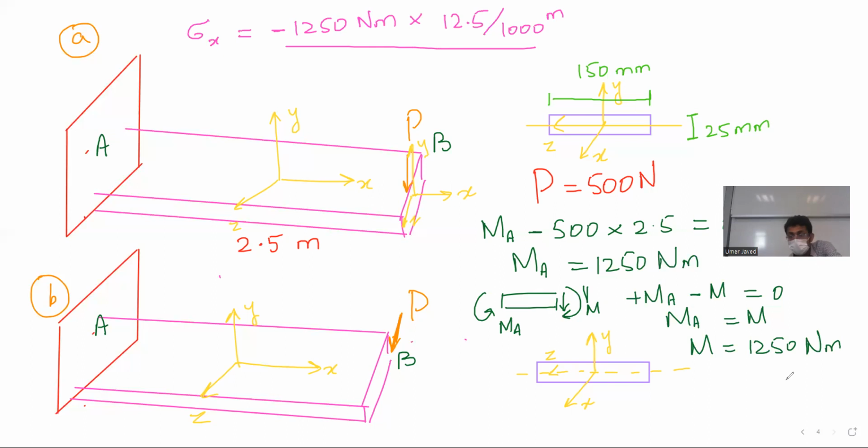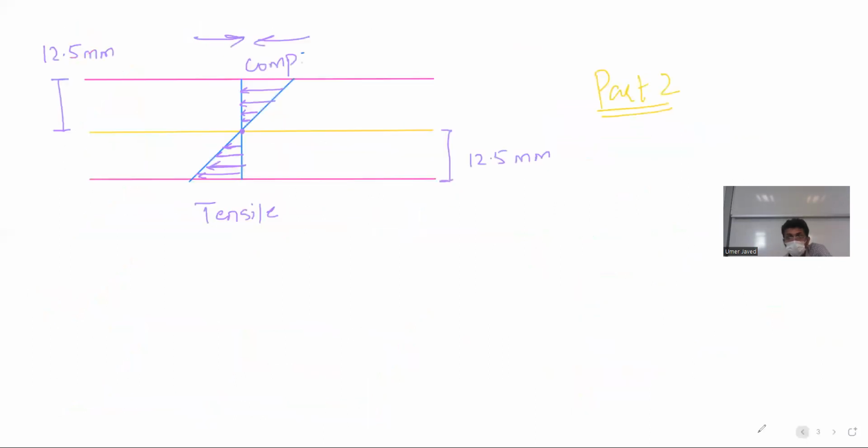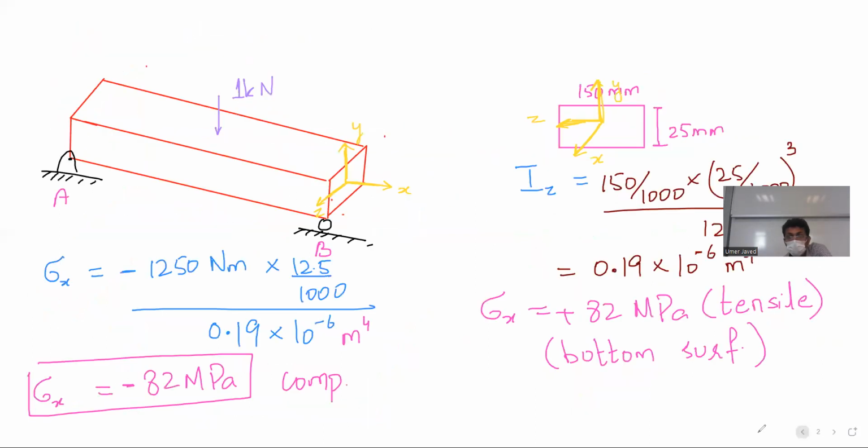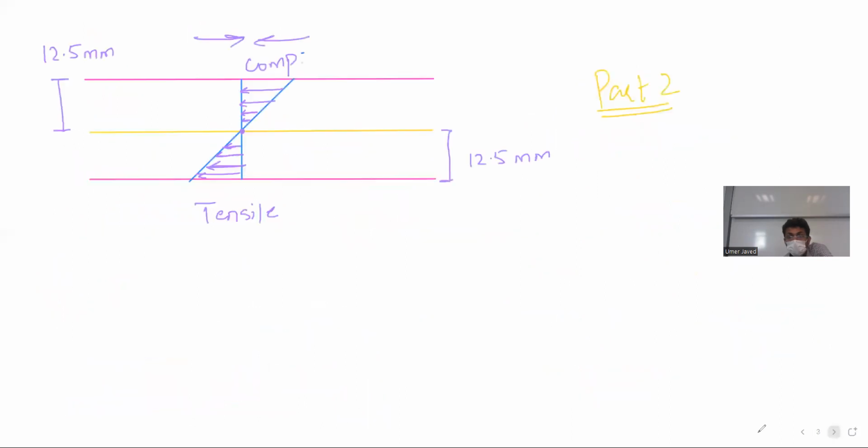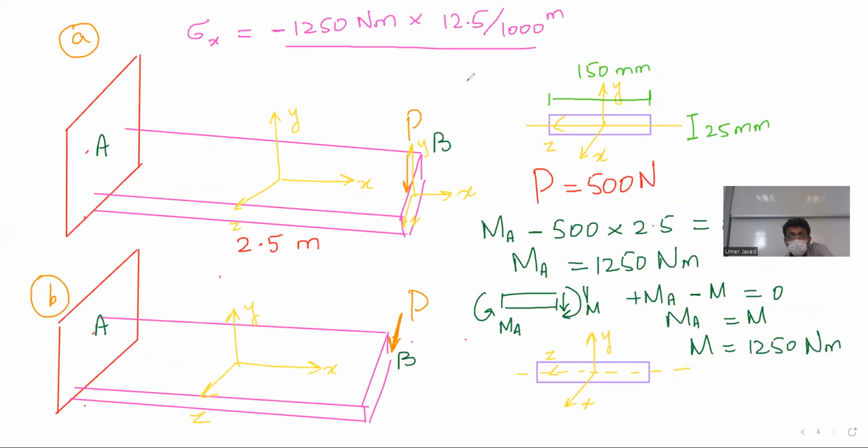The I value, I think from our previous example, is 0.19 into 10 power minus 6 meter power 4. So stress X comes out to be, I think you already have the answer, 80 megapascal.